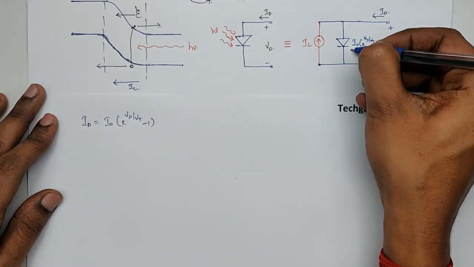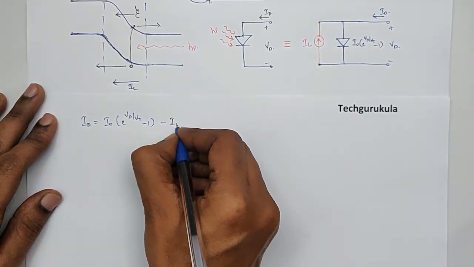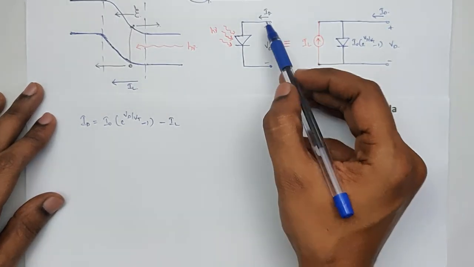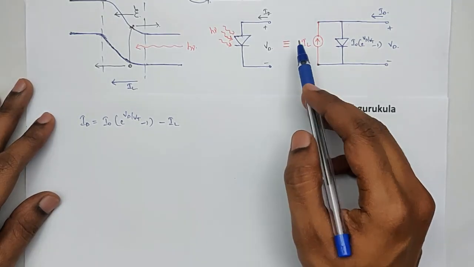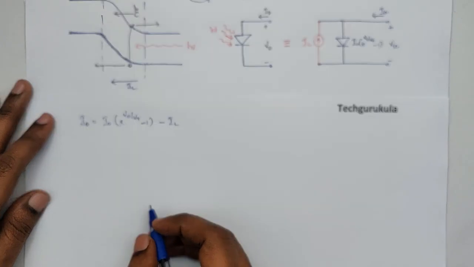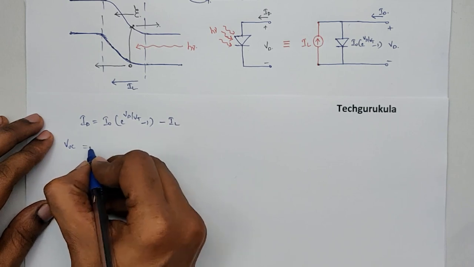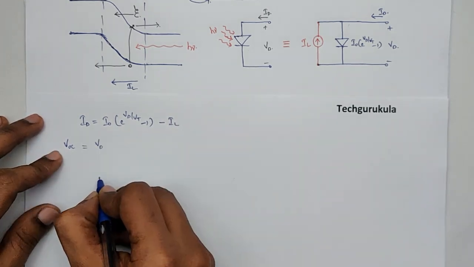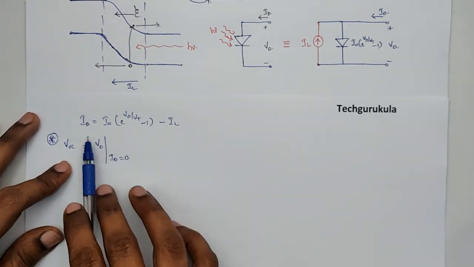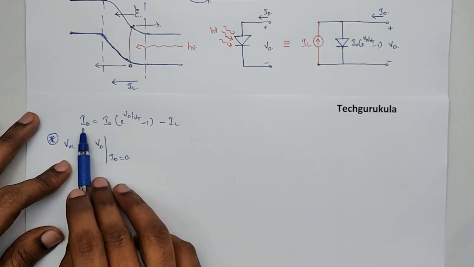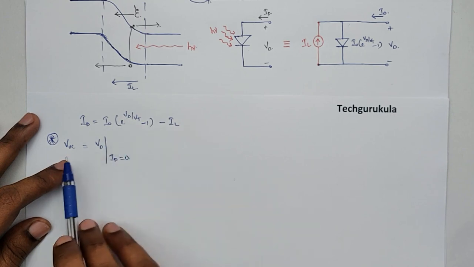That's a current flowing through this diode, which is given by this equation, minus IL. This is the current that would be flowing through this diode under incident light. So now looking at what is open circuit voltage. Open circuit voltage, VOC, is nothing but VD at which ID is equal to 0. So as we have this equation, let's make ID equal to 0. When we make ID equal to 0, we have to substitute that VD is equal to VOC.